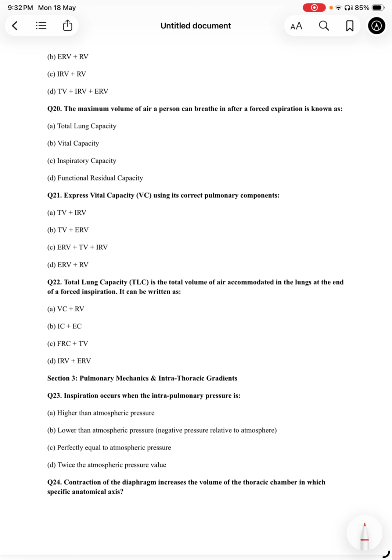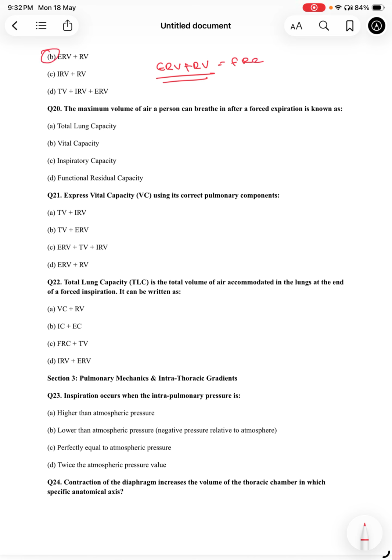Basically, after a quiet, passive exhalation, the lungs still contain both the air you could blow out forcefully and the air that cannot be blown out. The air that can be blown out forcefully is ERV, correct? And the air that cannot be blown out is RV. So, it is ERV plus RV. That is FRC. That is the answer.